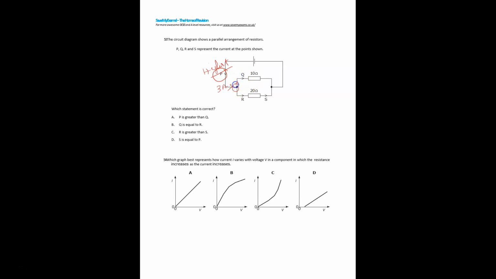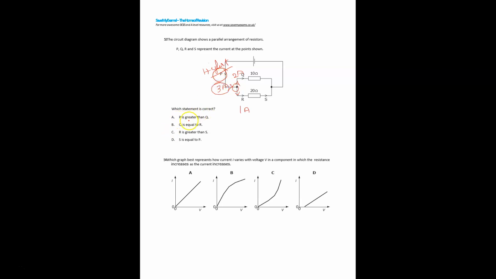it splits, it is divided. Is the current divided equally or unequally? If the resistors are unequal, the division will be unequal. So here the less resistance, more current will flow. So for example, 2 ampere current will flow here, and here 1 ampere. Is that clear? Because the current flow will be higher through the lower resistance. But still, where is the highest current? 3 ampere is the highest.